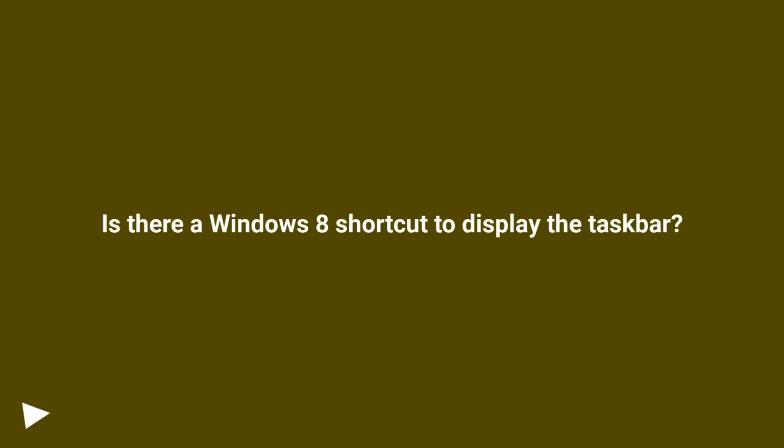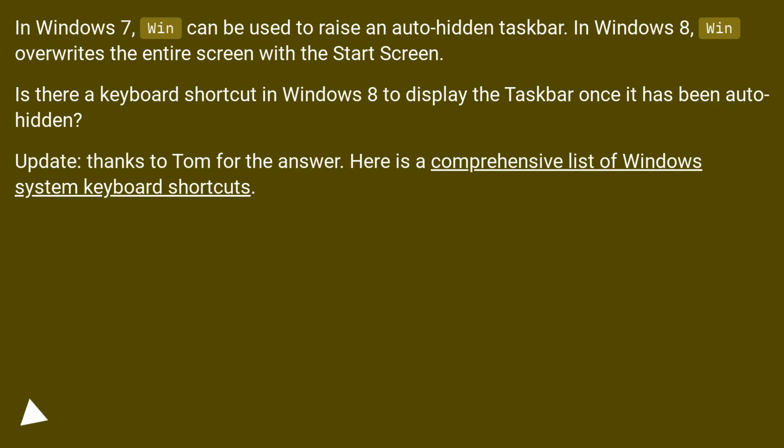Is there a Windows 8 shortcut to display the taskbar? In Windows 7, Win can be used to raise an auto-hidden taskbar. In Windows 8, Win overwrites the entire screen with the start screen. Is there a keyboard shortcut in Windows 8 to display the taskbar once it has been auto-hidden?